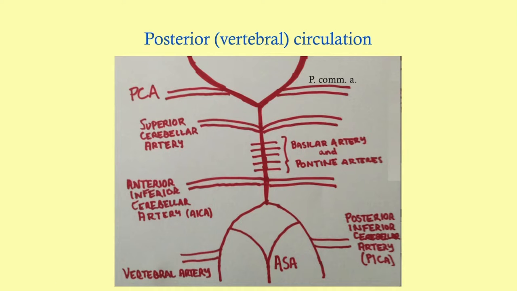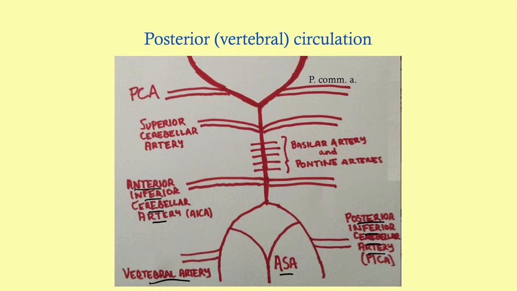Now, what about the posterior circulation? So you can think of this as starting with the vertebral and anterior spinal arteries. So coming off the vertebral artery, we have PICA, posterior inferior cerebellar artery. And this supplies the exact parts of the brain that we would think of, the posterior inferior cerebellum, as well as parts of the brainstem. Then they come together and they give off the anterior inferior cerebellar artery, which supplies the anterior cerebellum as well as parts of the brainstem.